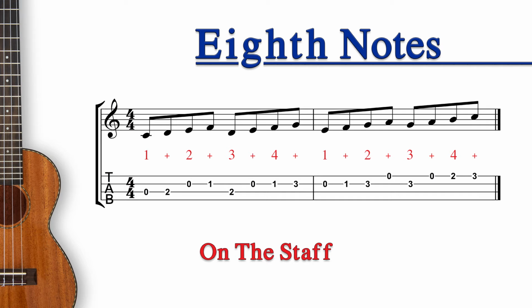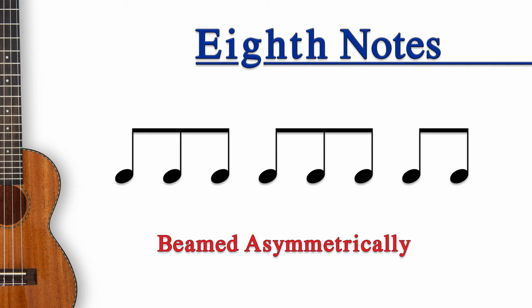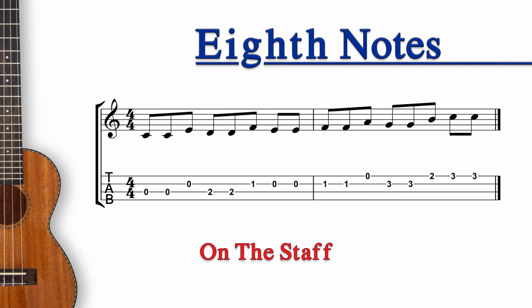Beams can also appear in asymmetrical groupings, such as this example of 3 plus 3 plus 2. This example shows 2 measures of asymmetrically beamed eighth notes. Notice how the counting still plays out perfectly.